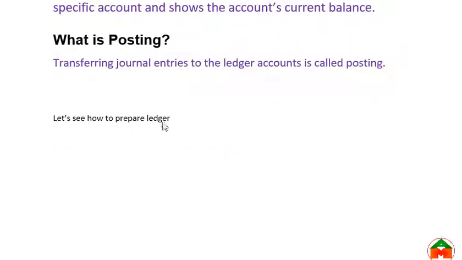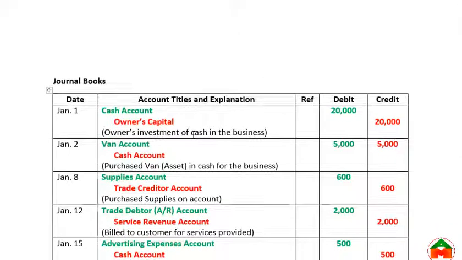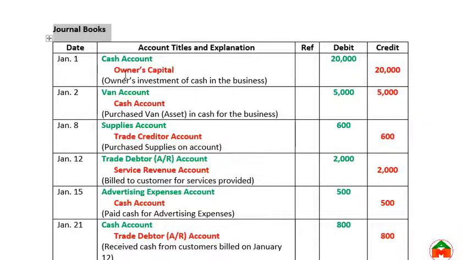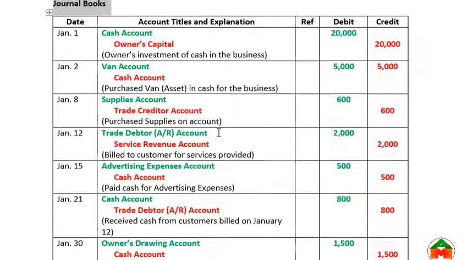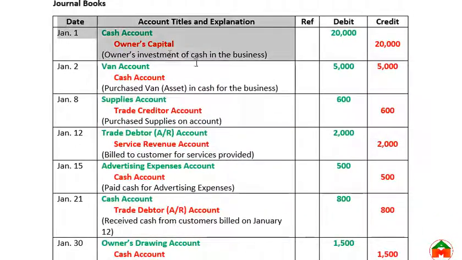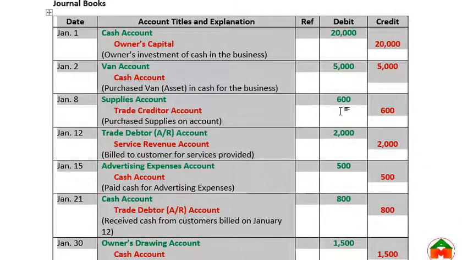Now we are going to see how to prepare ledger. In the last video of accounting, I discussed how to prepare journal. So here we can see some journals which were prepared by me in the last video. Here we can see some journal entries, cash accounts, owner's capital. So here these are the journals. From this journal I will prepare ledger.